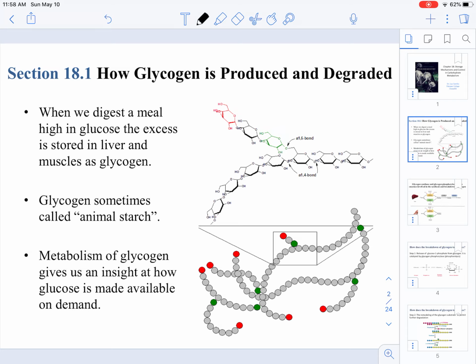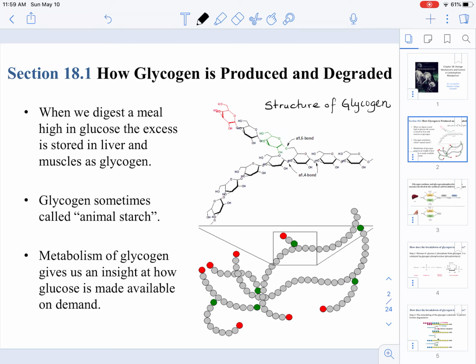to be stored. The two organs where we see the storage of glucose are the liver and muscles. When glucose is stored, it's actually stored in the form of glycogen. And the molecule that we have here to the right of the slide is actually the structure of glycogen.